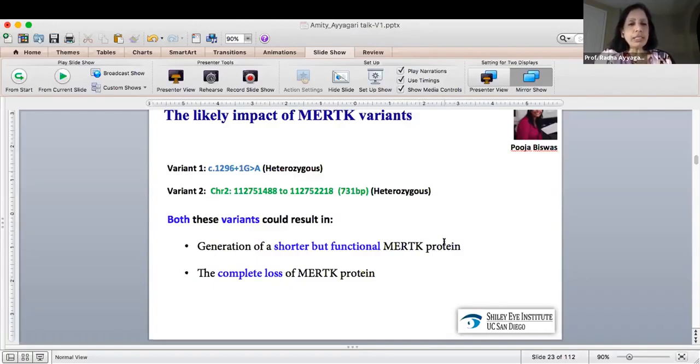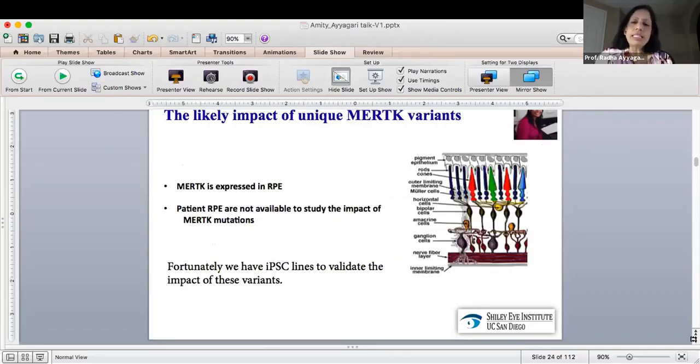Both these variants could result in generation of a shorter but functional protein, or they may result in the complete loss of this protein. As I said, this particular gene is expressed in the RPE, and RPE function is critical for the function of the rest of the retina.